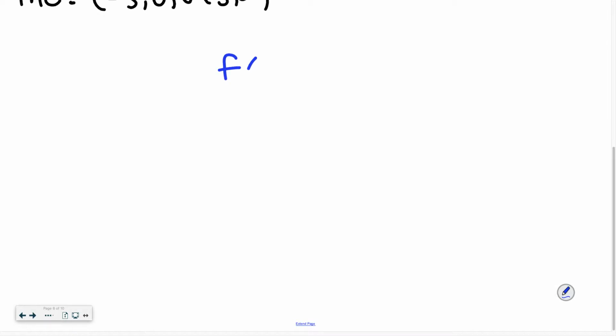What if our function was x cubed? We all know what that looks like, right? Let's talk about the math behind it. Our derivative is 3x squared. What would our critical number be?